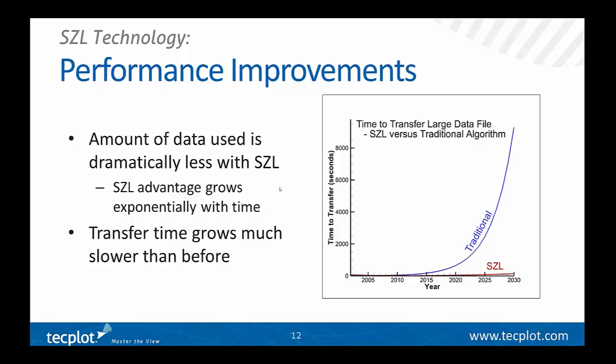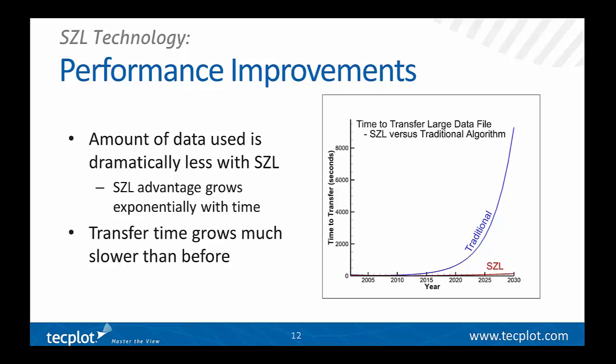This is actually taking that same chart we did before, doing the analysis again, now assuming that we're doing Sizzle technology. The blue line that we saw before is the traditional architecture for the time to transfer data in seconds, and the red line, which is down near the x-axis, is with Sizzle technology. And it is pretty much flat. It's growing very slowly compared to the traditional method, and it stays very fast. So it's a much better solution.